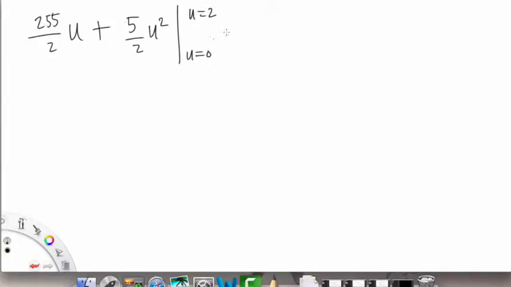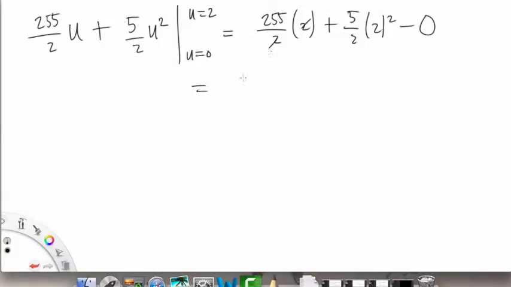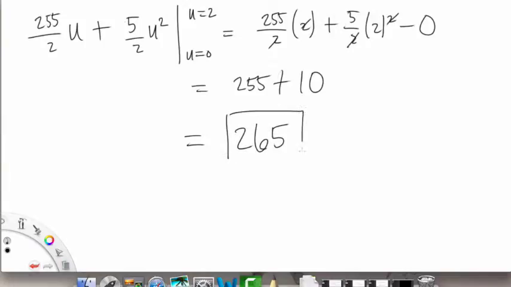So what we get when we integrate is 255 over 2 times u plus 5u squared divided by 2, as u goes from 0 up to 2. All right? And now we're just going to plug things in. So we get 255 over 2 times 2, plus 5 over 2 times 2 squared, minus 0, basically. These cancel, so we just get 255. And this here, you can cancel with one of them, so that's plus 10. So our final answer for this problem is 265.